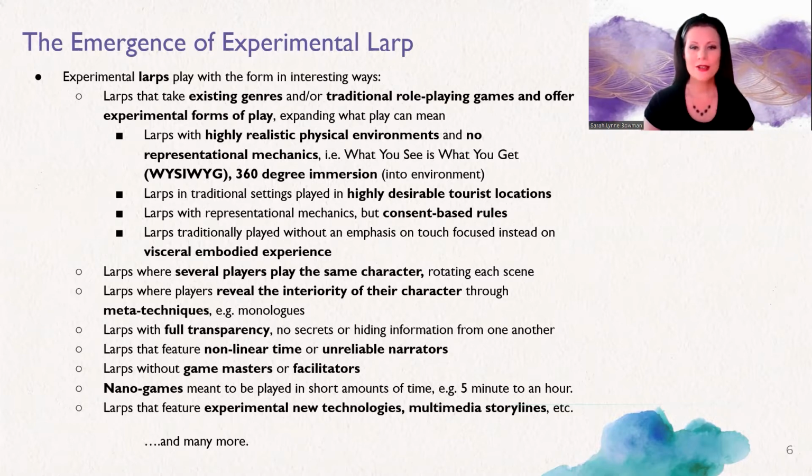There can be LARPs where several players play the same character, rotating each scene. There are LARPs where people reveal the interiority of their characters' thoughts and feelings through meta techniques, for example, monologuing, which we'll talk about later. There are LARPs with full transparency and no secrets, or hiding information from each other. There are LARPs that feature nonlinear time or unreliable narrators, where you can't necessarily trust what's being presented to you in the fiction. There are LARPs without game masters or facilitators. There are nano games that are meant to be played in short amounts of time, like 5 minutes to an hour. And there are LARPs that feature experimental new technologies, multimedia storylines, etc., and many, many more. So there's a lot of different experimentation going on.